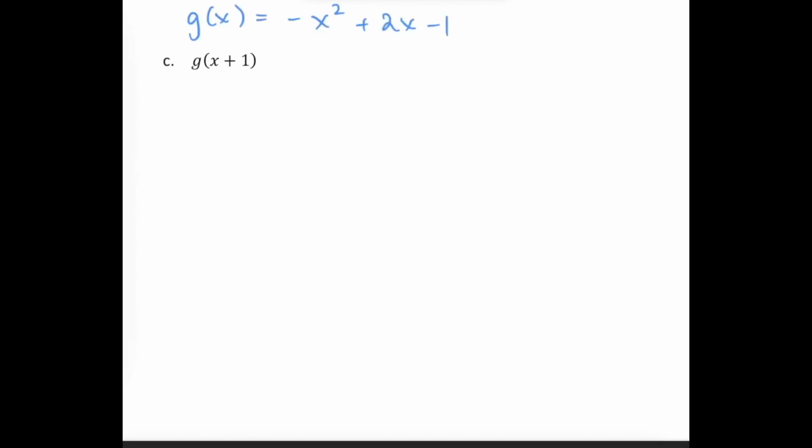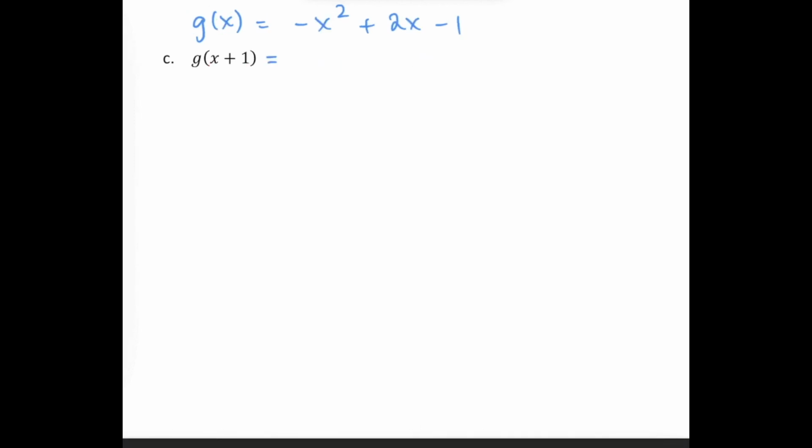Last example, we're looking at g evaluated at x plus 1 this time. Again, I'm just going to recopy our original function, which is g of x is equal to negative x squared plus 2x minus 1. And with functional notation, if I have x inside here, then my x's are going to be in that independent variable spot in the equation. But if I have x plus 1 inside here, then I'm going to be plugging x plus 1 into those variable spots. So whatever is indicated in that functional notation is what gets plugged into those independent variable spots.